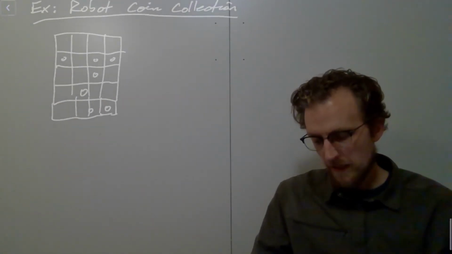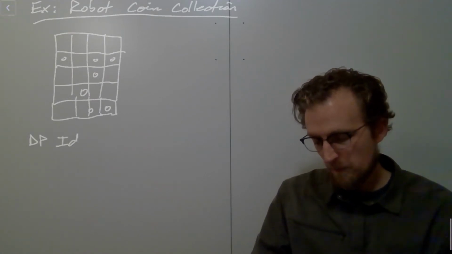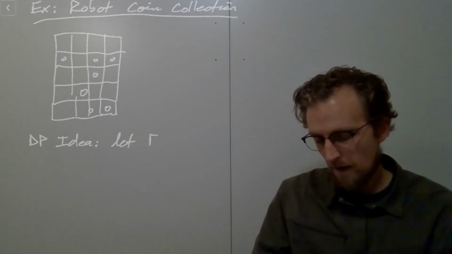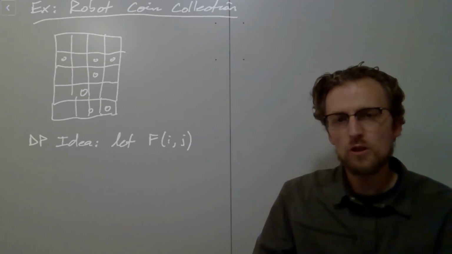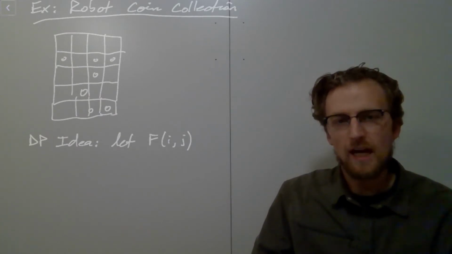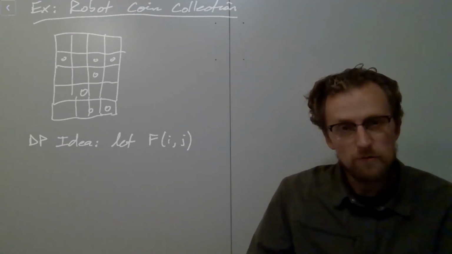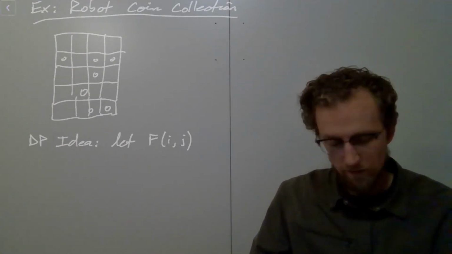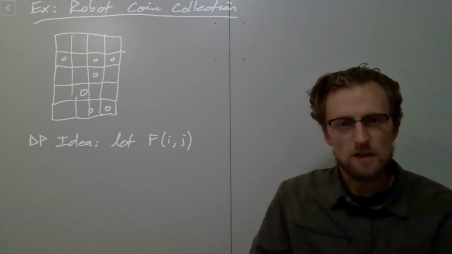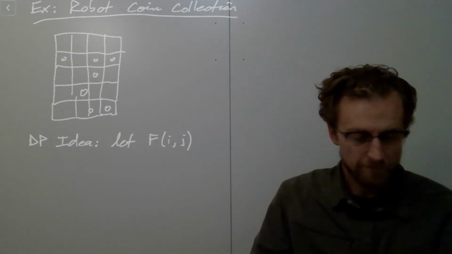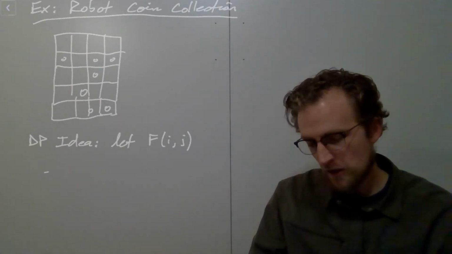All right, so here's the DP idea. Anytime you're trying to write a DP algorithm, think about what the DP idea is. Let f of i and j be a function that says, here's the most coins I can collect by the time I get to cell i, j. In some places it's 0, in some places it's going to be more than 0. But this is it: it's the largest number of coins I can collect by the time I get to cell i, j. All right, so now I can write f of i, j recursively.